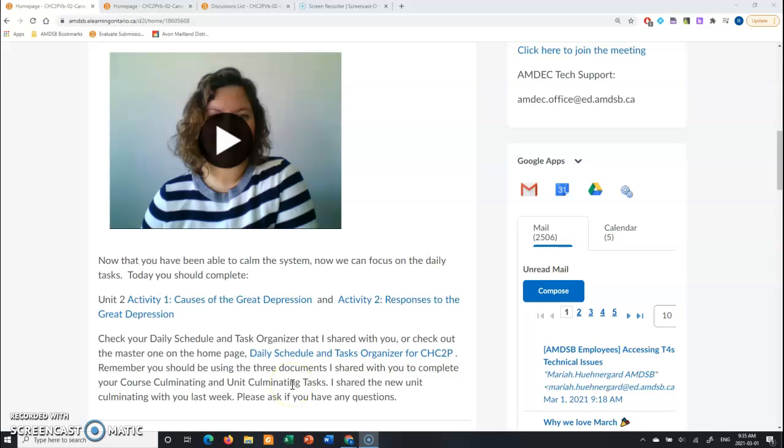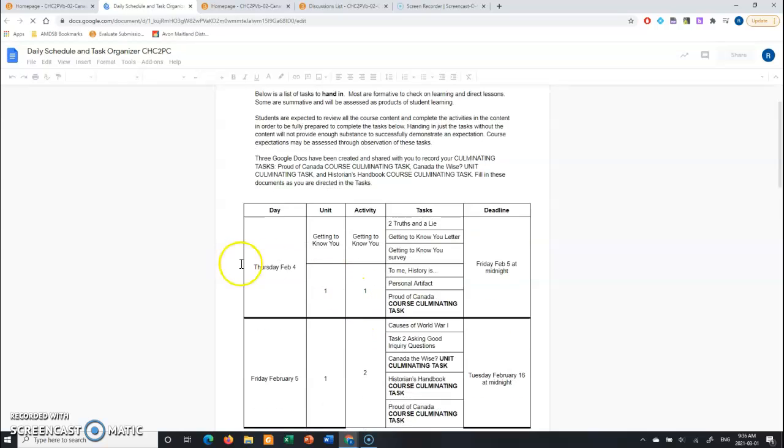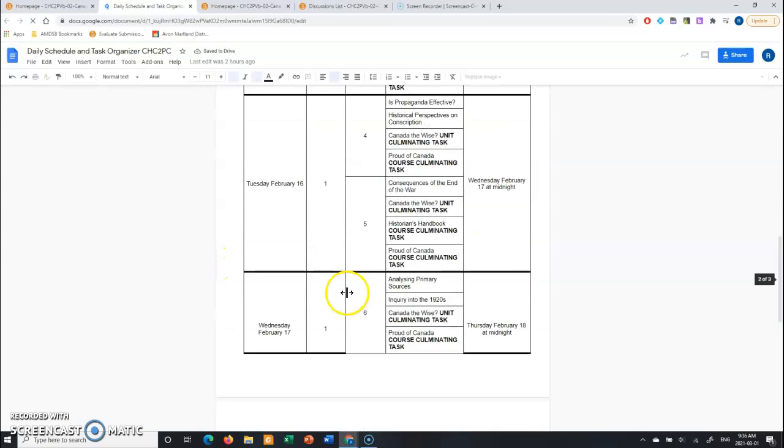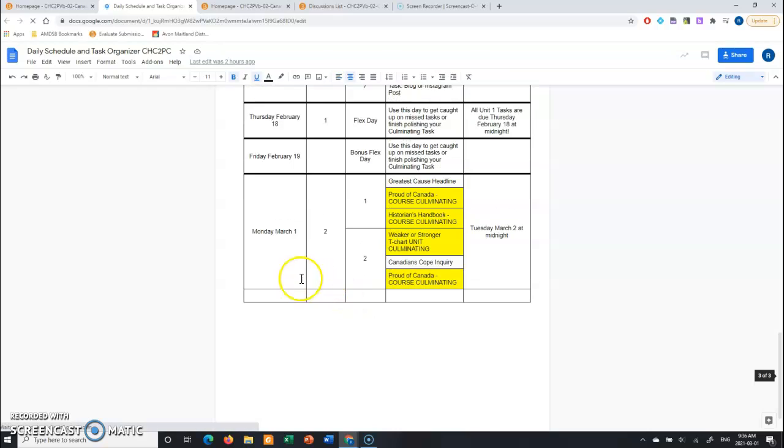Okay, so for today, we are going to start Unit 2, Activity 1, the causes of the Great Depression, and Activity 2, responses of the Great Depression. There are pieces in each of them that I want you to do today. You each have your own organizer, but if we go to the master organizer, it will show you this is all Unit 1 stuff. And so for today, Monday, March 1st, Unit 2, we're going to start Activity 1.